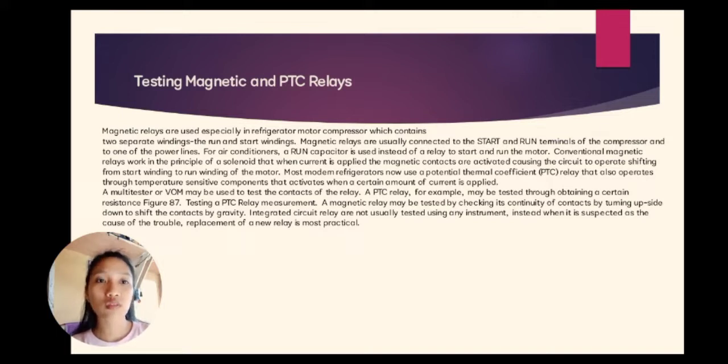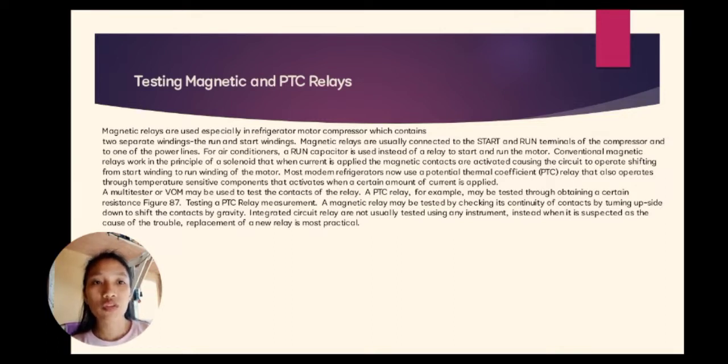For air conditioners, a run capacitor is used instead of the relay to start and run the motor. A conventional magnetic relay works on the principle of the solenoid: when current is applied, the magnetic contacts are activated, causing the circuit to operate, shifting from the start winding to the run winding of the motor.